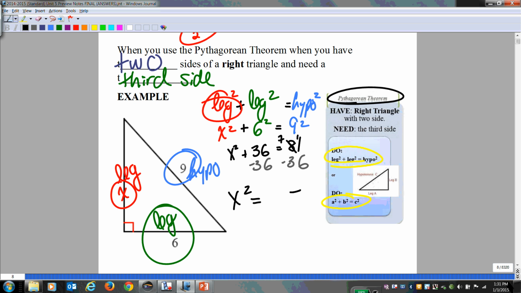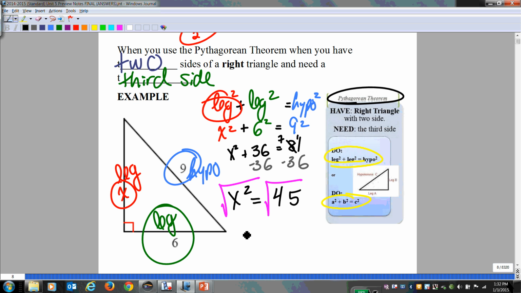6 from 11 is 5. 3 from 7, we have 45. Now, the opposite of squaring is not dividing by 2. What I just did, with the pink, was wrong. The opposite of squaring is square rooting.